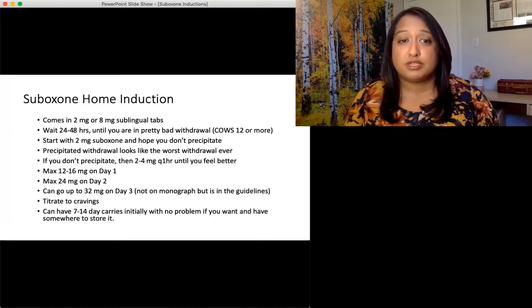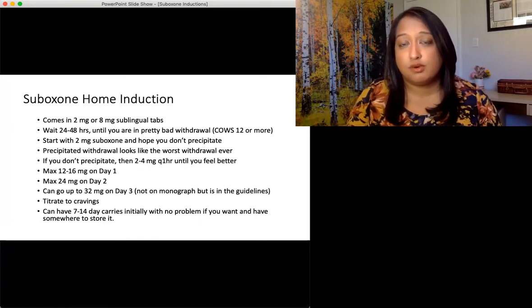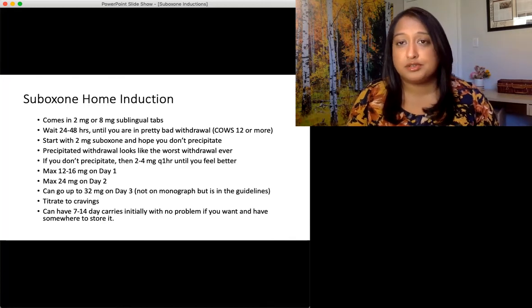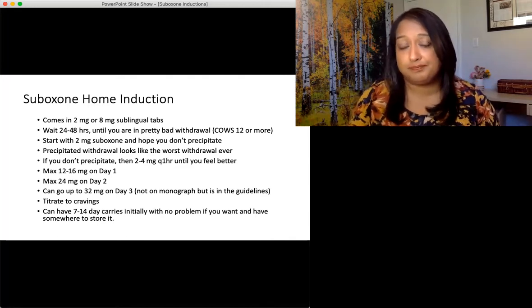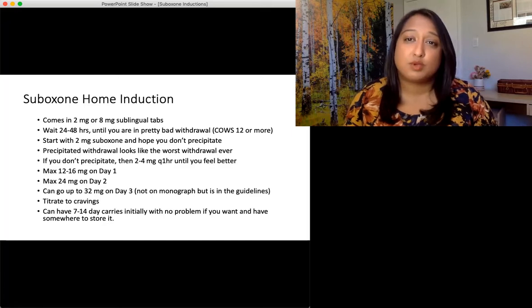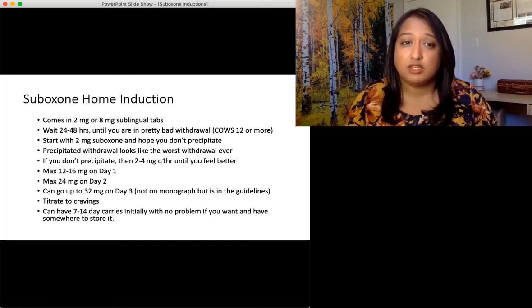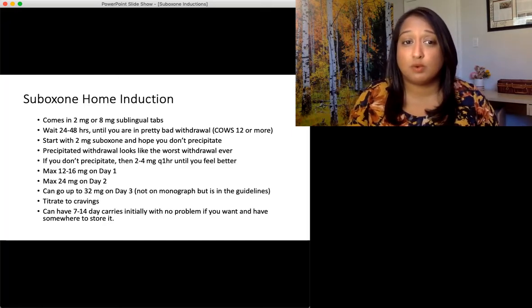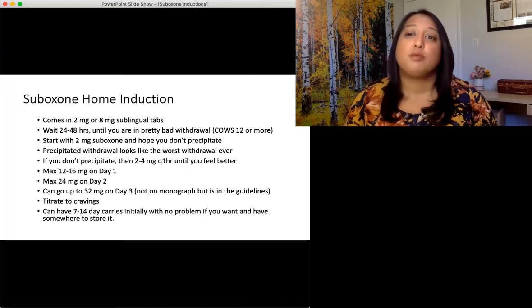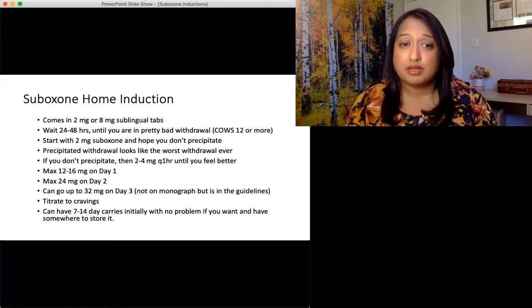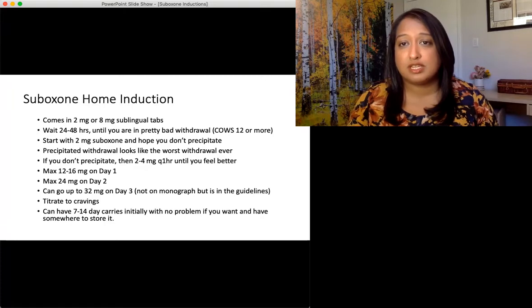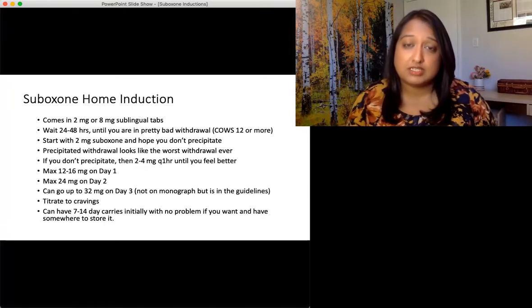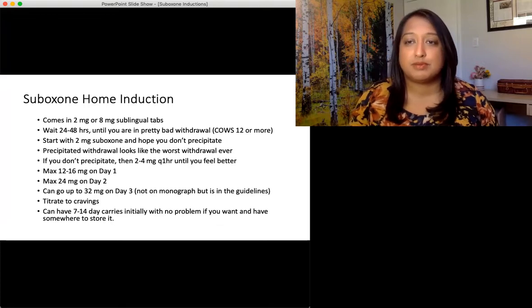If the patient does not precipitate, then it's 2 to 4 milligrams every hour to 2 hours until the patient feels better. It's a max of 12 to 16 milligrams on day 1, and then on day 2, it's a max of 24 milligrams. We can go up to 32 milligrams. That's not on the monograph, but it is in the guidelines, and it's typically how we practice in Calgary, at least: 32 milligrams is sort of the highest dose.